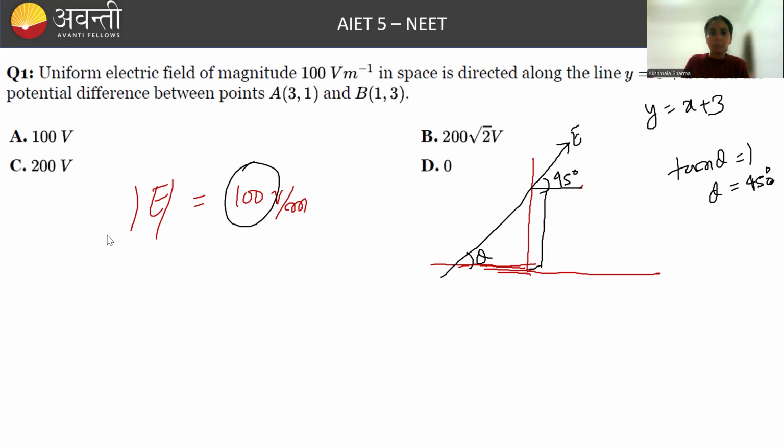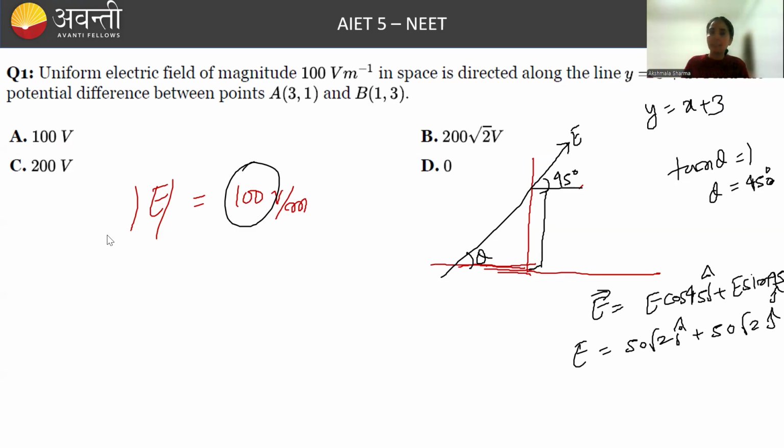So this electric field can be written in terms of i cap and j cap. Electric field in vectorial form can be written as E cos 45 plus E sin 45. Done. And for this direction it is i cap and for this direction it is j cap. So if we go on to write it, it will become 100 into 1 by root 2, that is 50 root 2 i cap plus 50 root 2 j cap. Done. Now find the potential difference between this point and this point.